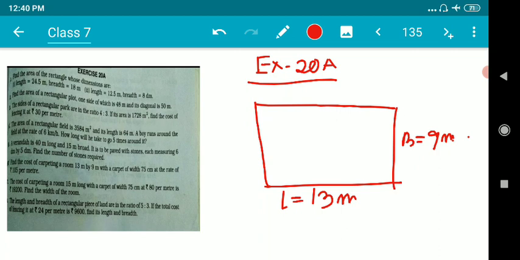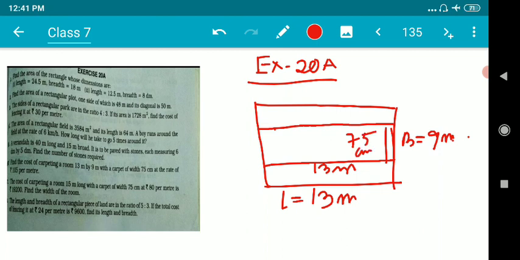Okay. So here is one carpet of width 75 centimeter. Suppose this is a carpet which is within the room. The width of the carpet is 75 centimeter. So naturally children, we need to understand this one. As the length of the carpet is not mentioned, that means the length of the carpet is 13 meter only. 13 meter is the length of the carpet and the breadth is 75 centimeter.